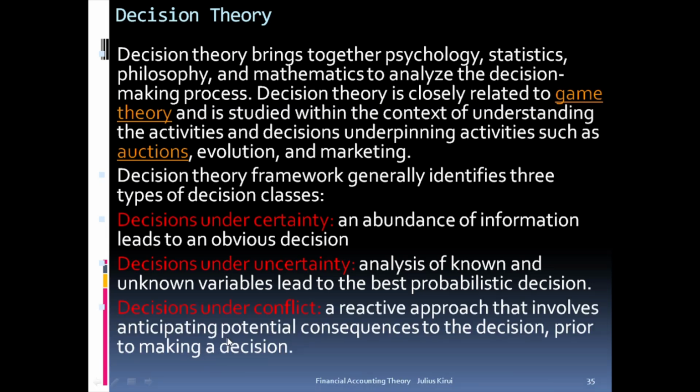And finally, decision under conflict. Decision under conflict is also called decision under risk. A reactive approach that involves anticipating potential consequences to the decision prior to making a decision. So you already understand the risk of taking a particular decision. With this information in mind, when you are taking such decision, you already have the information. You know the consequences. You know the outcome. You know the impact or the effects of the decision that you're taking. So these are the critical components of the decisions that you are supposed to be classifying: decision under certainty, decision under uncertainty, then decision under conflict. In other words, you make decision on the basis of information which is available.